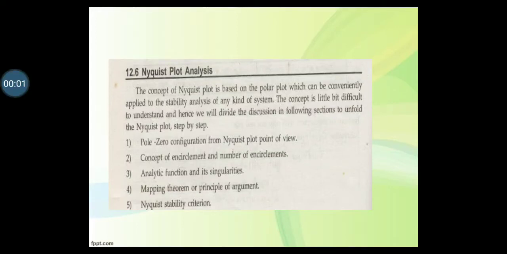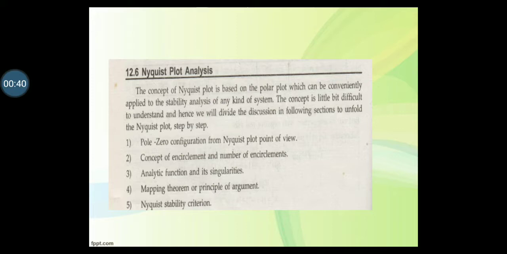Students, in this lecture, we'll discuss Nyquist plot analysis. The concept of the Nyquist plot is based on the polar plot, which can be conveniently applied to the stability analysis of any kind of system. It is somewhat different from what we have seen, and the procedure has to be carried out step by step.